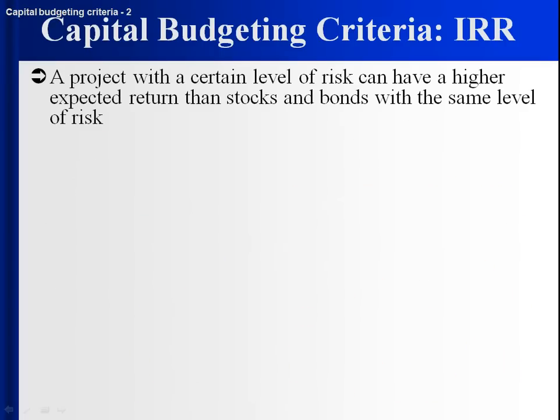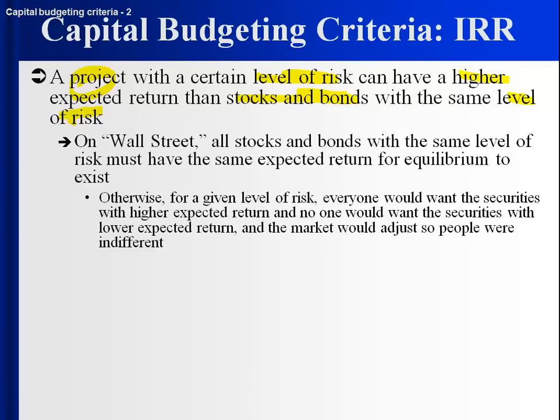Now, one of the questions somebody might ask is, why is it possible that a project with a certain level of risk can have a higher expected return than stocks and bonds with the same level of risk? I thought we've been talking about how assets with the same level of risk should all have the same expected return, and here we're having a whole method around the exact opposite.